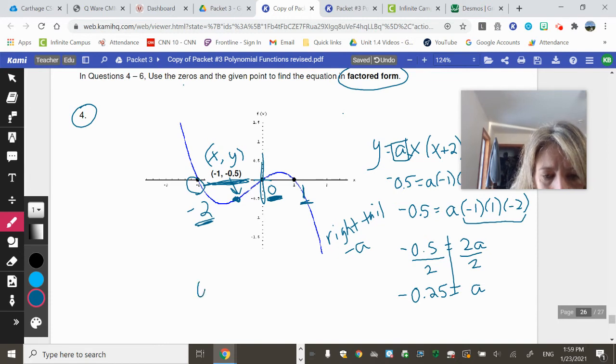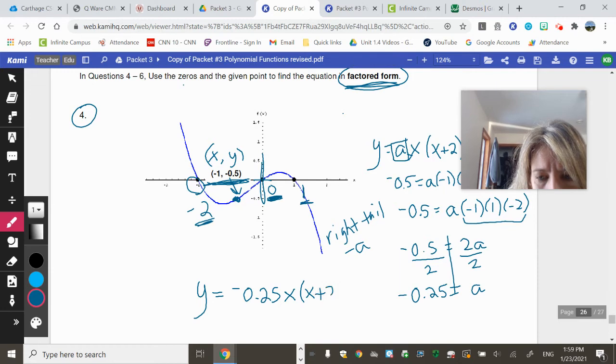So my answer, remember it says I can leave it in factored form, which is super simple. I'm just going to put negative 0.25, and then I'm going to write my factors with the x's so they work in general for any coordinate.